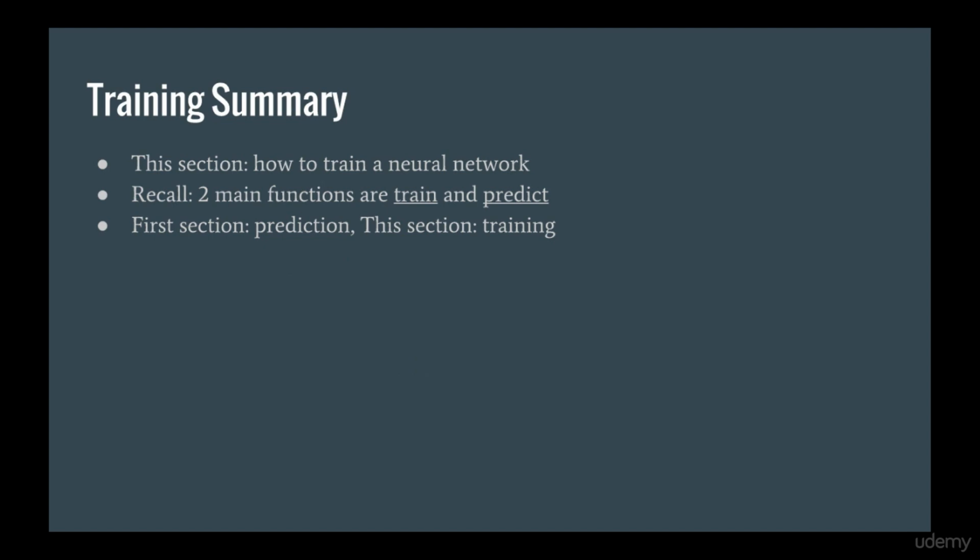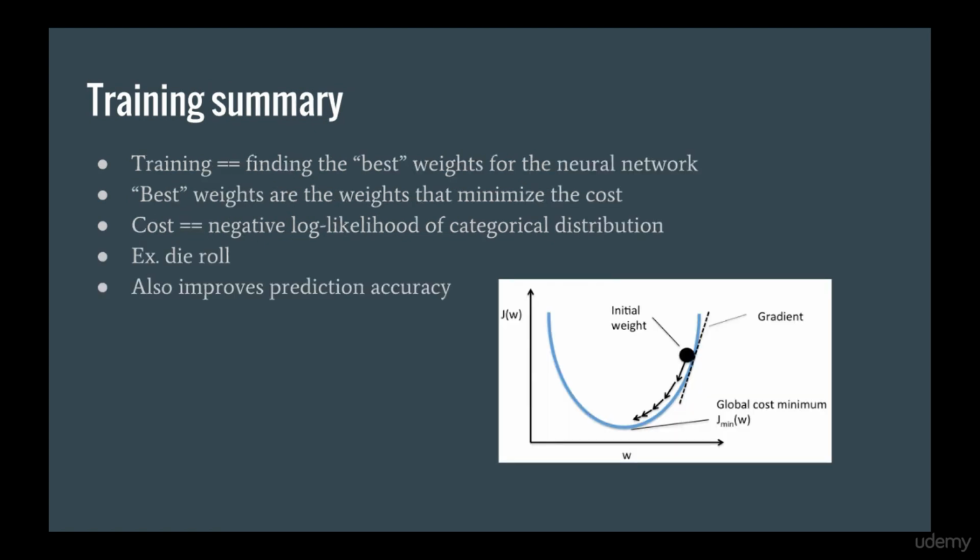We saw that the idea of training consisted of finding the best weights for the neural network. We defined the best weights as the weights that minimized our cost function. We saw that our cost function is equivalent to the negative log likelihood of a categorical distribution. An example of a categorical distribution would be a die roll. We also saw that minimizing this cost function improves our prediction accuracy.